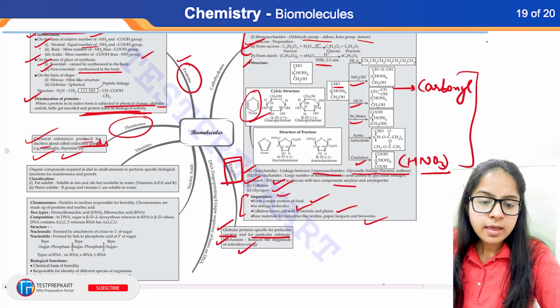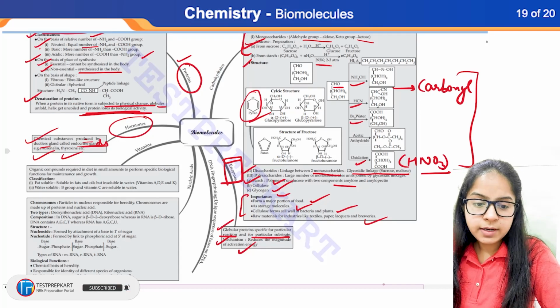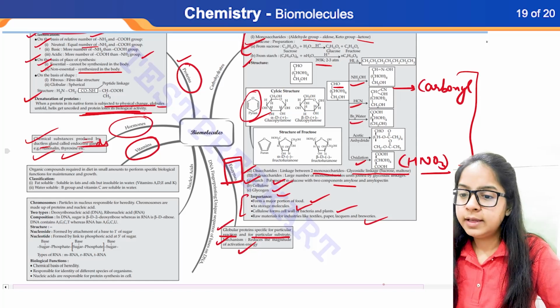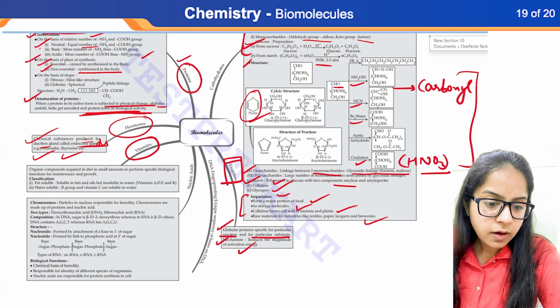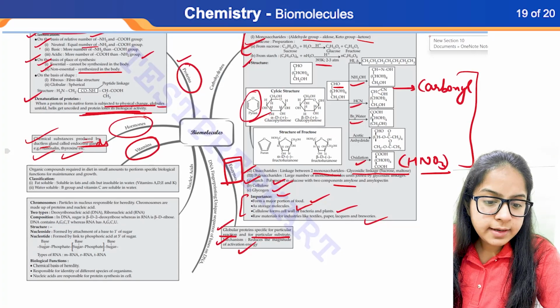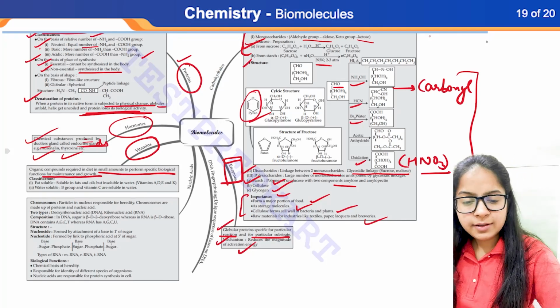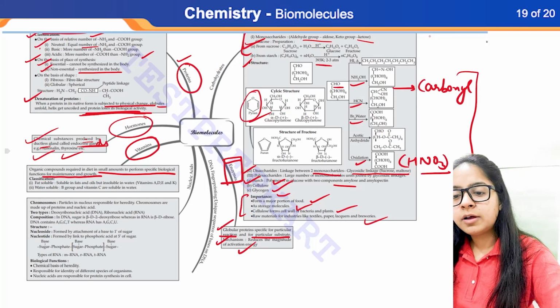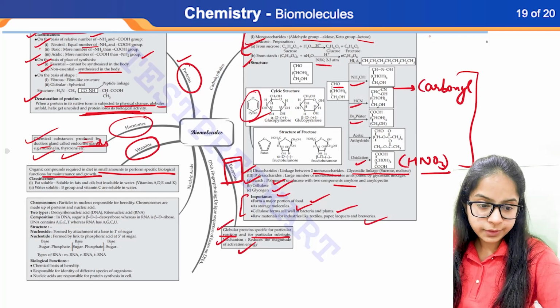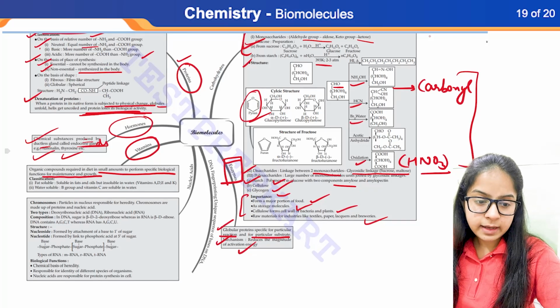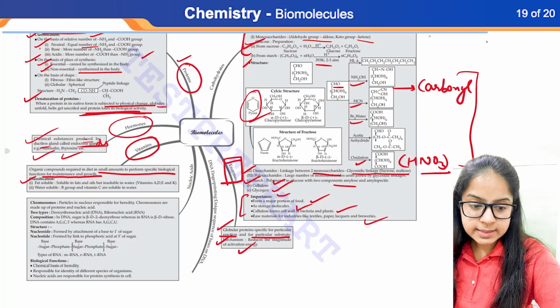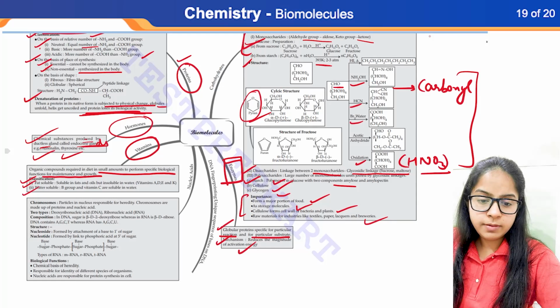Okay, next one is the vitamins. Vitamins are very much important, and they should be present in our diet. They are organic compounds required in the diet in small amounts to perform specific biological functions for maintenance and growth. I told you all the carbohydrates, proteins, and vitamins should be there in our diet too, for the maintenance and the growth. Now the next one is classification on the basis of fat soluble and water soluble vitamins.